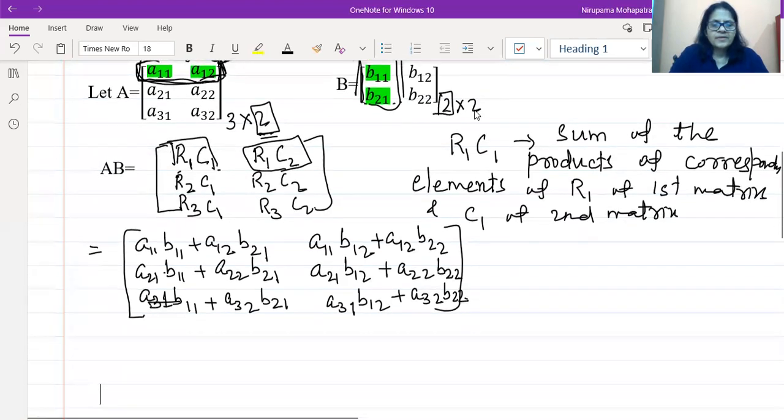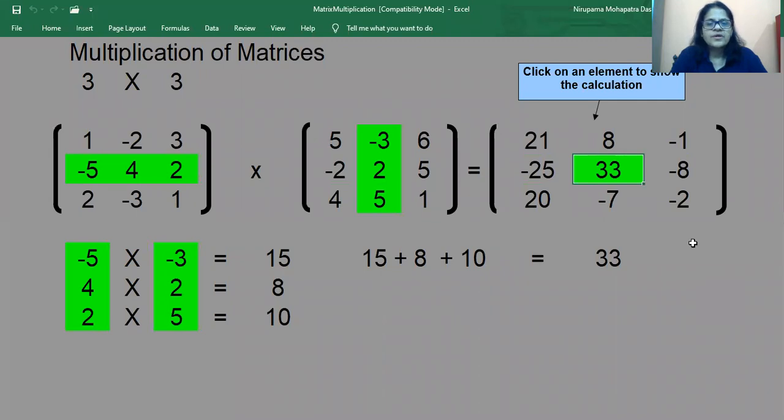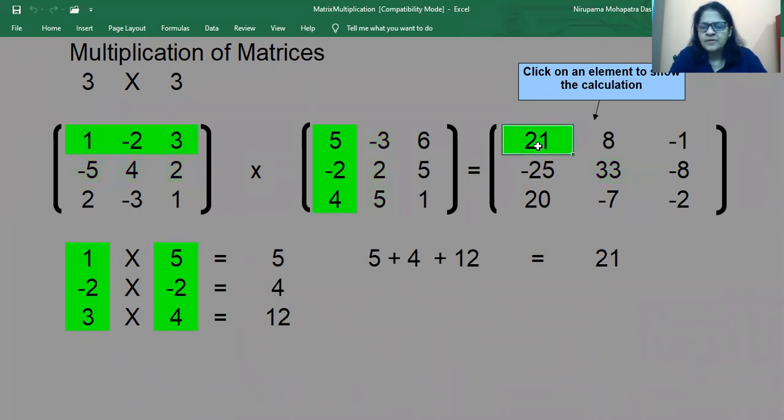Okay, so before we come to any other thing, I just want to show you the process through one Excel document. You can visualize the multiplication of two matrices. So here you see I have taken a 3 by 3 matrix. Yeah, so this is a 3 by 3 matrix. Here again a 3 by 3 matrix. You see the product. Okay, now let me click any element of the product matrix.